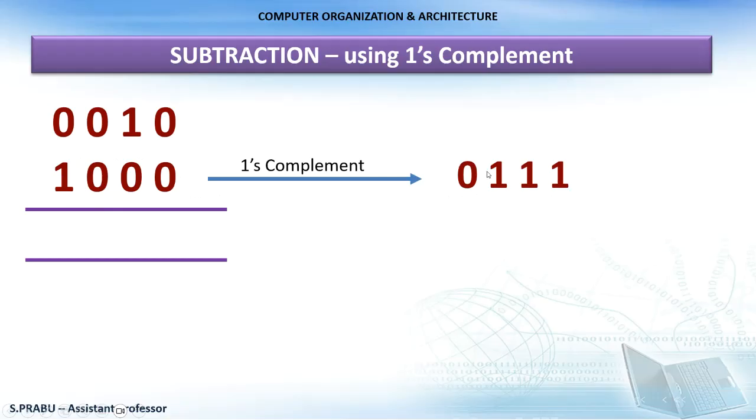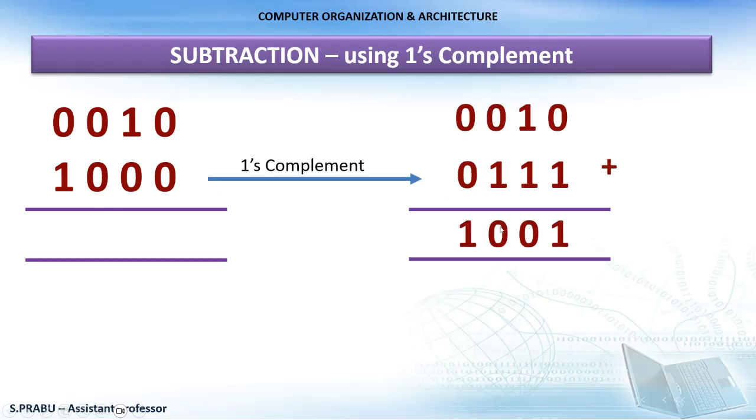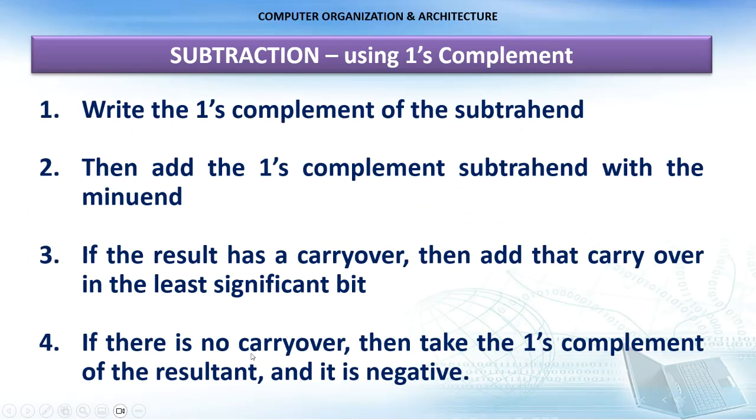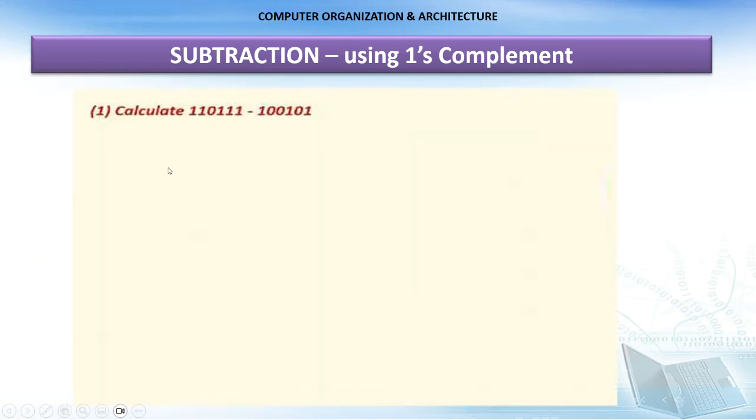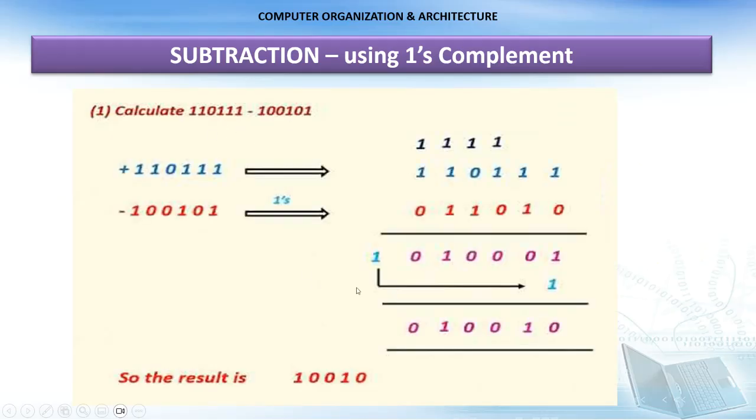Then add this result to the first number. I get this answer. It does not contain any carry. So the rule is if there is no carry, you find the ones complement for the result. So I find the ones complement for this result. The value is 0110. But this is a negative number. This is the next example. You can try it yourself and cross check the answer.